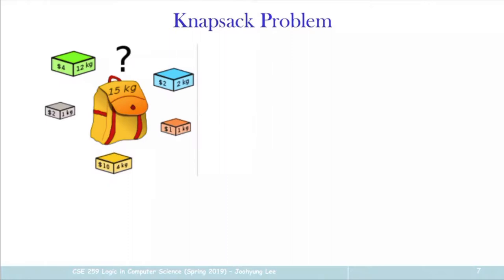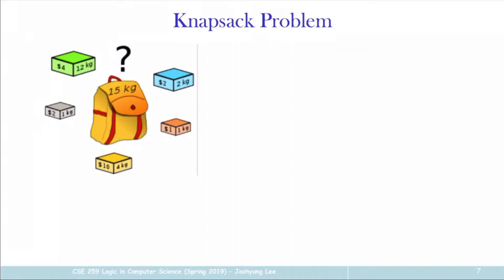Let's consider a simple combinatorial problem called the knapsack problem. You have a knapsack and items to put in it. There is a capacity: you can only put up to 15 kilograms. There are these objects that you can put, and each of the objects has two values. One is the weight, and the other is the utility, the value of the item. The idea is you want to put items under this 15 kilogram limit, but you want to maximize the values.